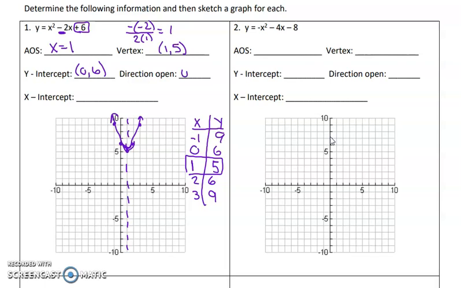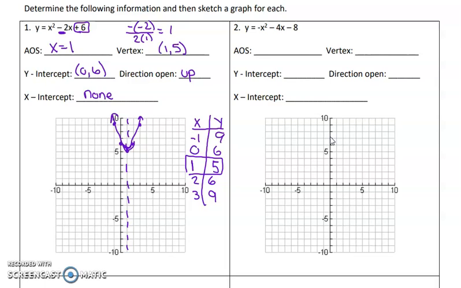This one opens up, definitely, and then our x-intercepts. Well, if we look at this graph, do we ever cross the x-axis? Nope. So if we don't, we can just write none. If we cross it, then we would write those ordered pairs. Or we can sometimes solve for them by factoring. All right, let's do the next one.